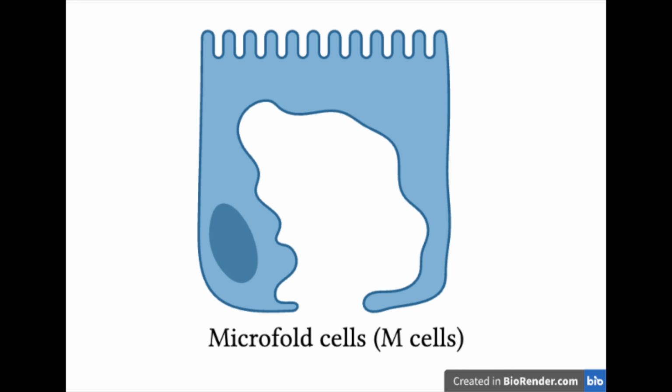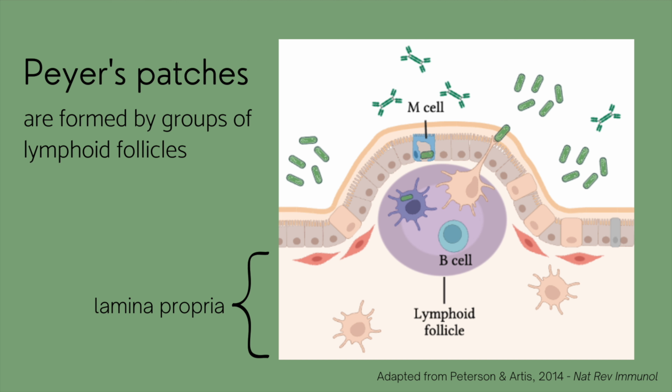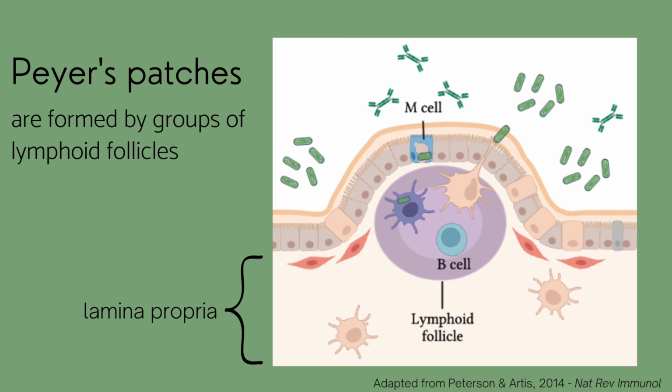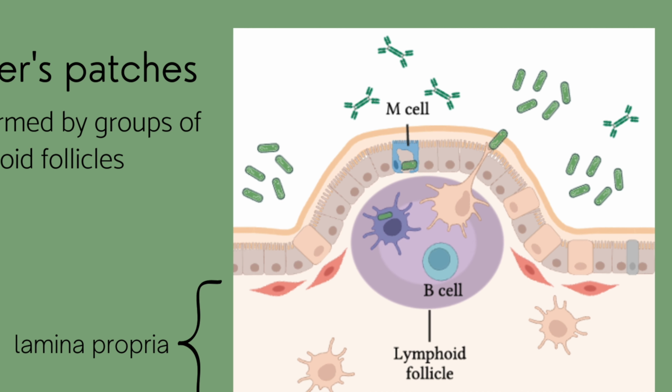Microfold cells, or M cells, are critical for the function of mucosal IgA responses. They secrete IgA, which helps present bacterial antigens to dendritic cells. They reside in the follicle-associated epithelium, or FAE, above Peyer's patches, and are found in low levels, comprising around 5% of the FAE. M cells are specialized for the uptake of intestinal antigens, including live bacteria.